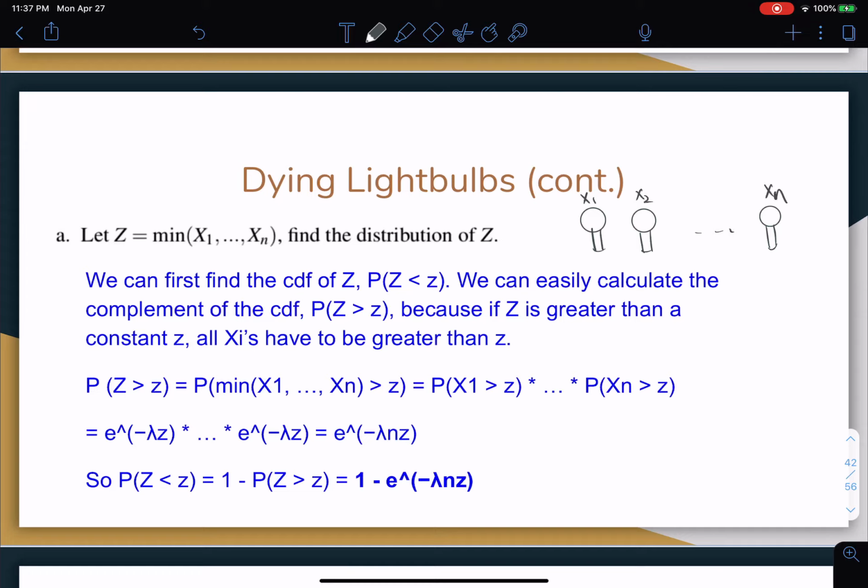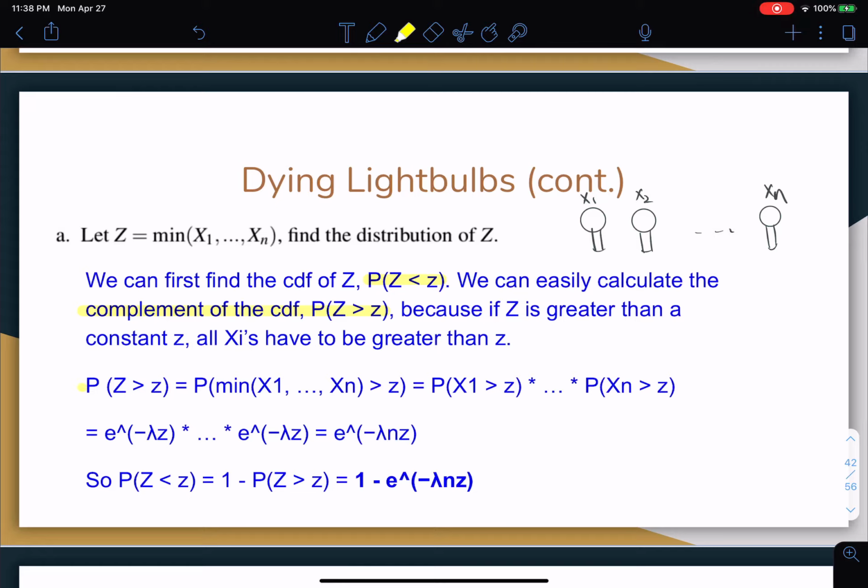Now, what we want to do when we find the minimum, remember that we are going to be trying to find this probability. If you want to find the distribution, all you have to do is define the CDF. You don't have to find a PDF. In fact, finding a PDF is usually very difficult. So you look for the CDF of Z, which is exactly this. Probability Z is less than z. Now, it's very easy to calculate the complement because if Z is greater than a constant, then every one of them has to be greater than that. It's a little more difficult to calculate this because you don't know exactly where they are.